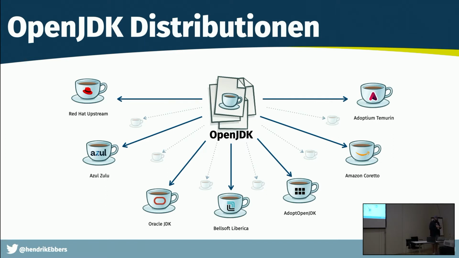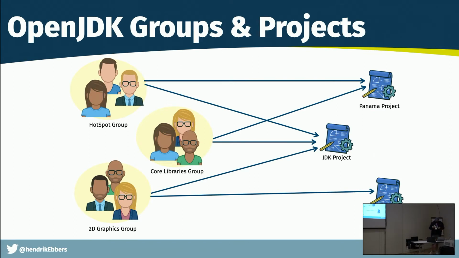Next to these sources, the OpenJDK contains some structures. So the OpenJDK is organized in so-called groups and projects. Groups are named based on the topics that the people in the groups are interested in working on. Like there's a 2D graphics group, there's a core library group, for example, and there's a hotspot group, just to show three examples. And people that contribute to the OpenJDK and work at the OpenJDK are part of these groups.